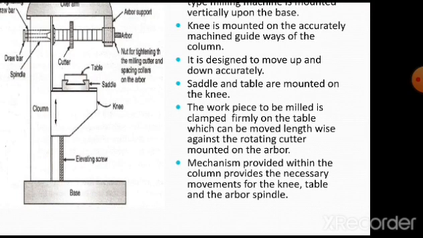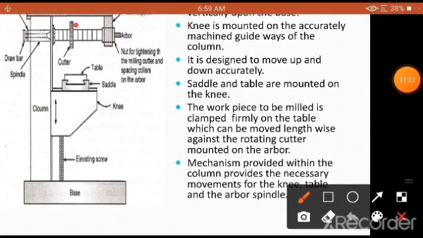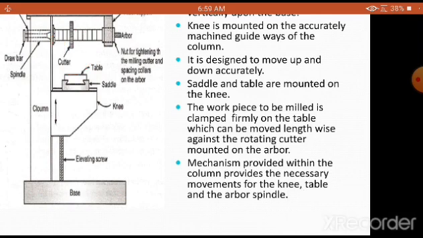The workpiece to be milled is clamped firmly on the table, which can be moved lengthwise against the rotating cutter mounted on the arbor. So we first require to mount the cutter firmly on an arbor. The arbor is considered a solid shaft which is going to hold the cutter, and it should provide free rotation of the milling cutter along with the arbor itself, so that it can be used for the purpose of milling.